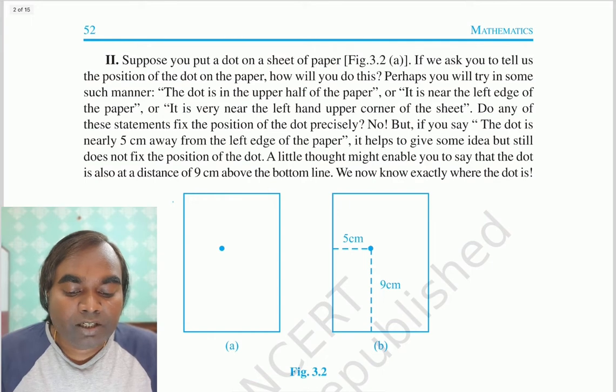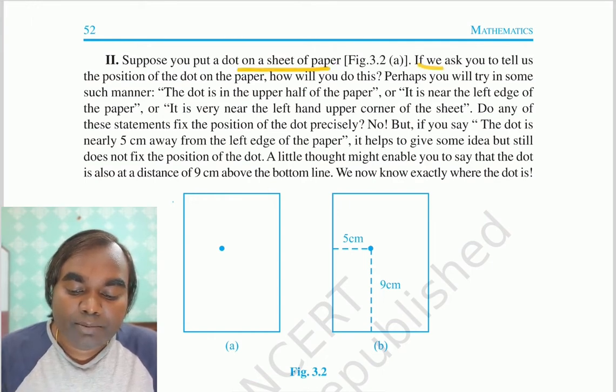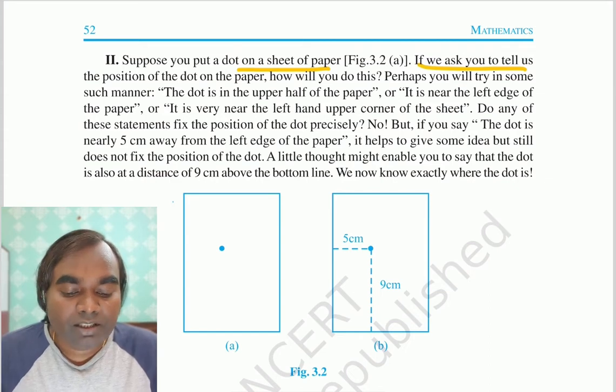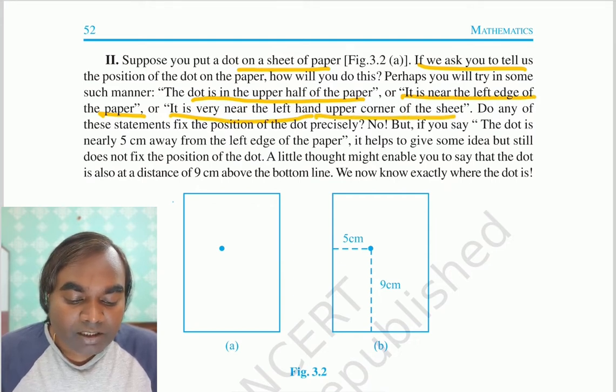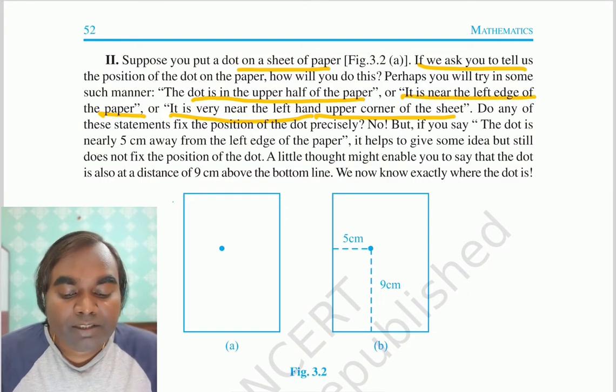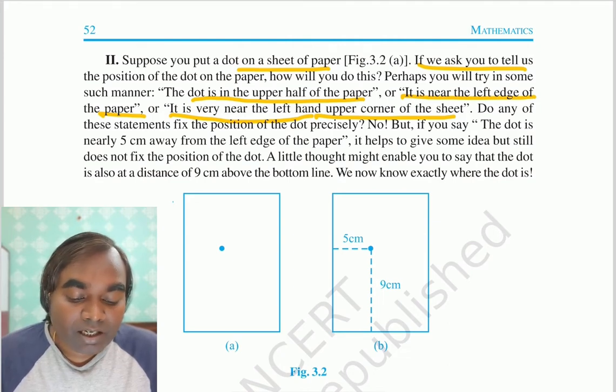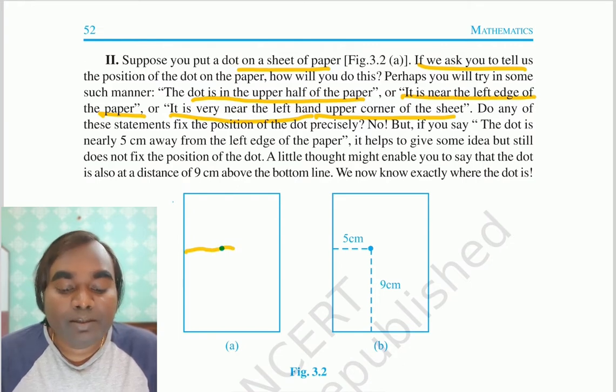Similarly, suppose you put a dot on a sheet of paper. If we ask you to tell us the position of the dot on the paper, how will you determine the position? You might say the dot is in the upper half of the paper, or it is near the left edge, or it is very near the left-hand upper corner of the sheet. But do you think any of these statements fix the position of the dot precisely? No. Why? The dot is nearly 5 cm away from the left edge of the paper. It helps to give some idea but still doesn't fix the position of the dot.